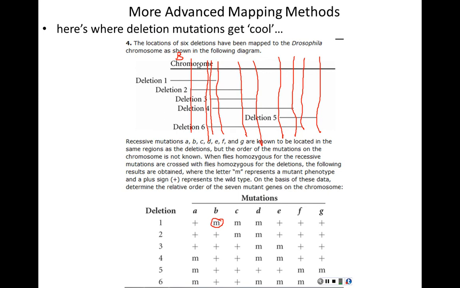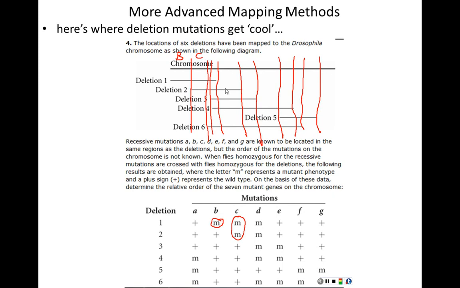Now we move to our next bin, our next region. And for this, we're going to look for a gene that is mutant in both deletion 1 and 2, but no other. Is there any gene down here that shows its mutant trait in the deletion 1 and 2, but no other mutants? Gene C shows the mutant trait in deletion 1 and deletion 2, but in none of the others. So that means gene C must be here.